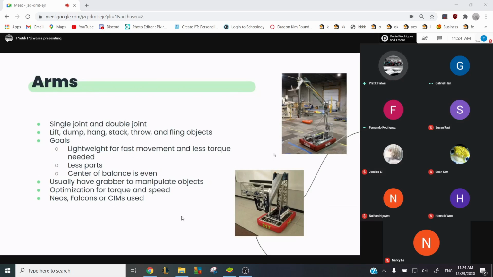As a result, they need to be lightweight and balanced to prevent vibrations or stalled motors. Not many parts are needed for an arm depending on the type you're building. Often they have a grabber or some other manipulator on the end to move other objects. An optimization is required because there needs to be a perfect balance between force and speed to help give your team the most points possible. And motors used for arms are Neos, Falcon 500s, and CIMs, the same motors used for drivetrains.